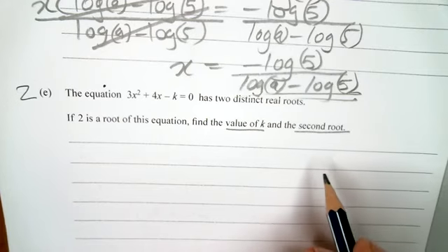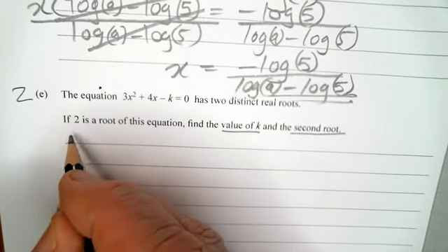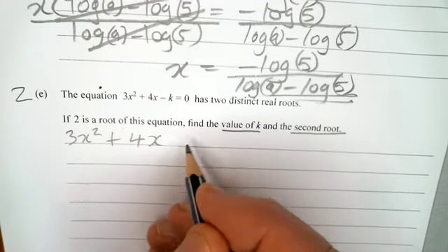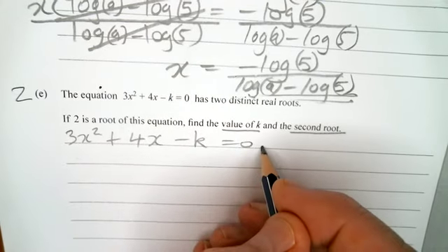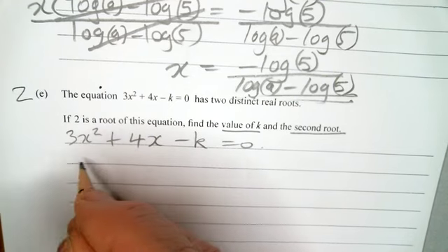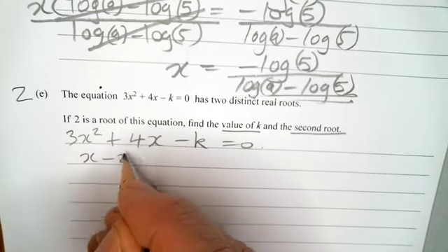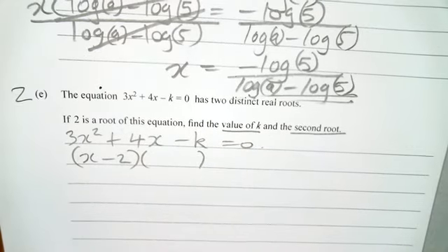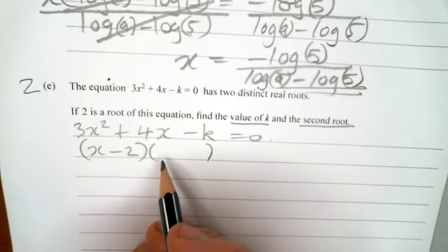This is very, very straightforward, really. So we could write this out. So we've got 3x squared plus 4x minus k is 0. But we know that 2 is a root, which means x minus 2 must be one of the factors. And we've got one more factor. Now, what must that be? Well, that's going to be nice and straightforward.